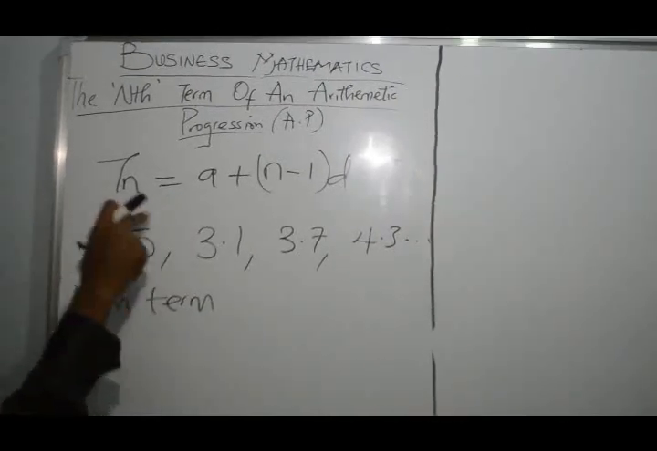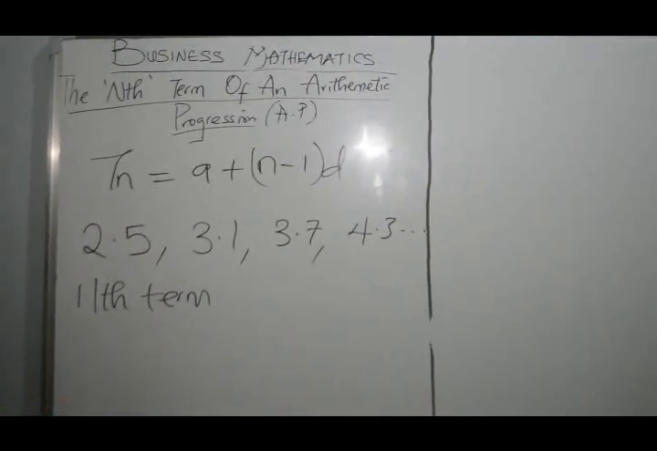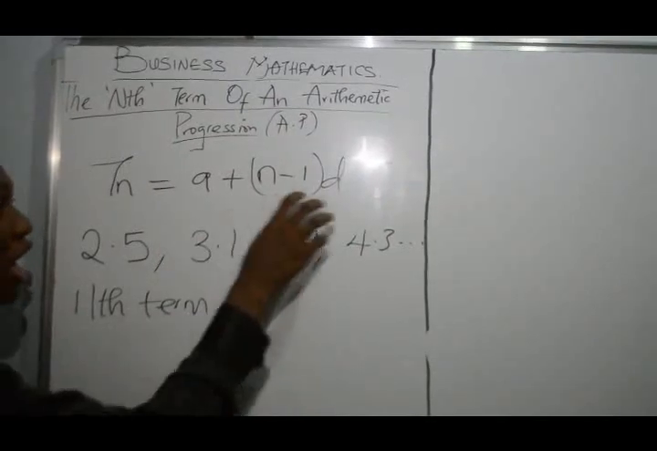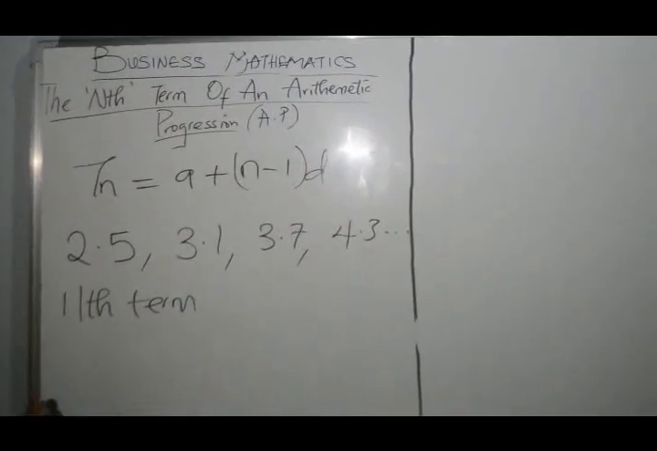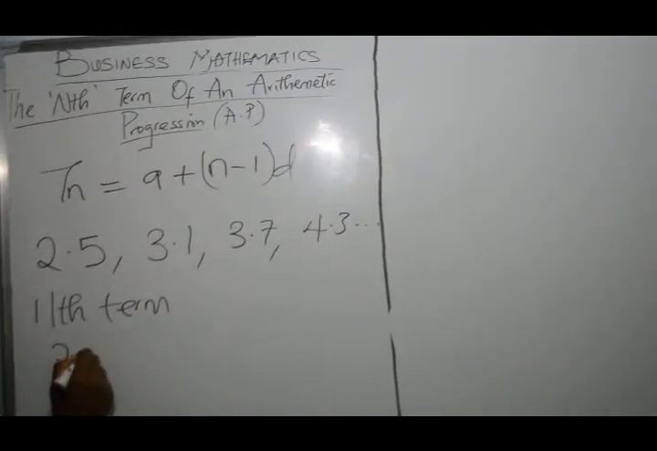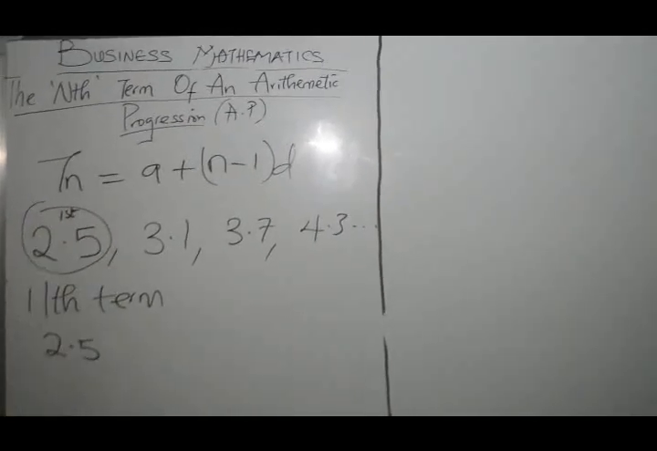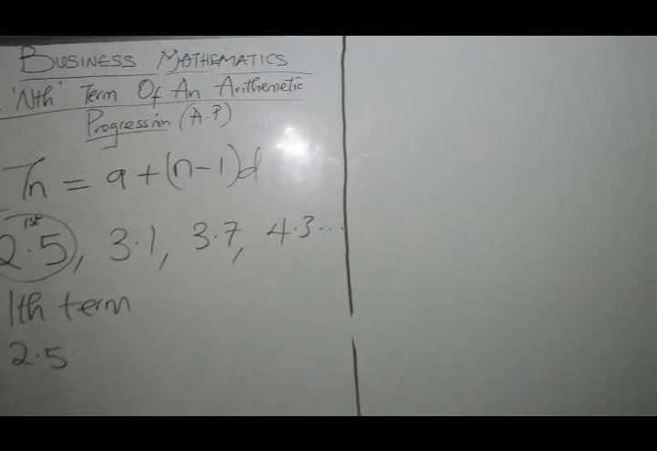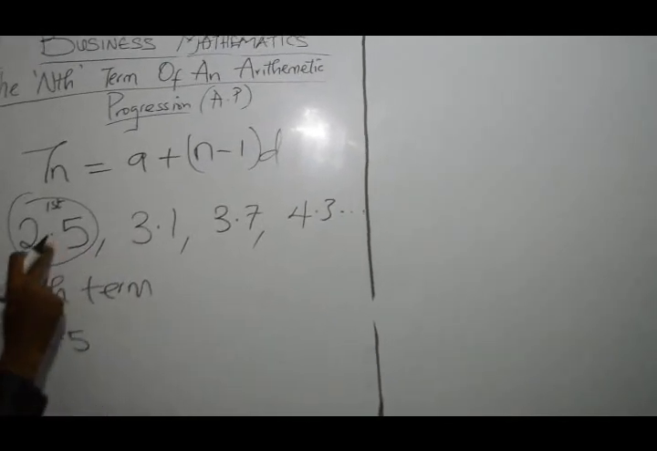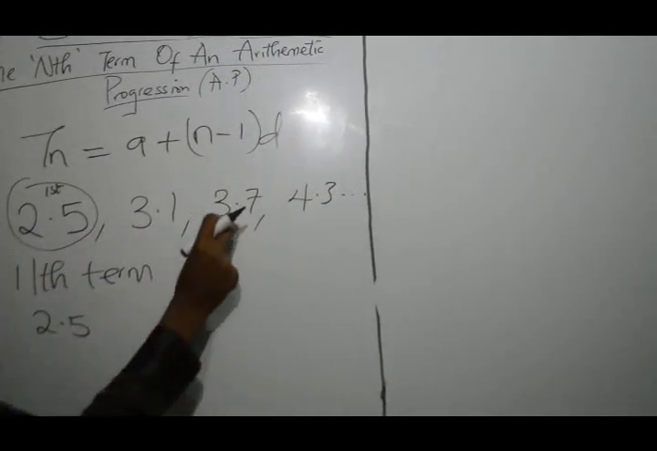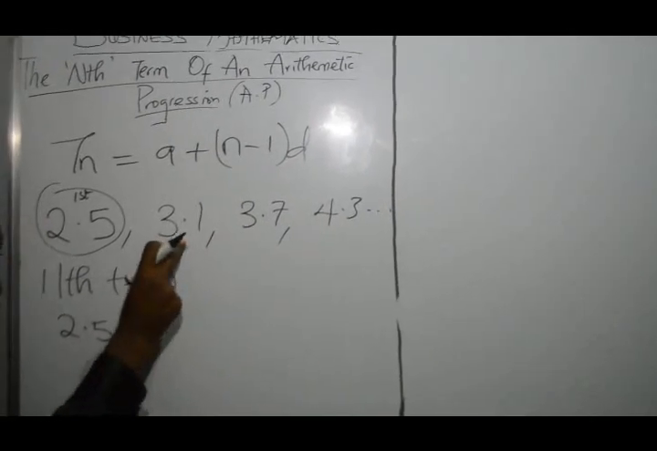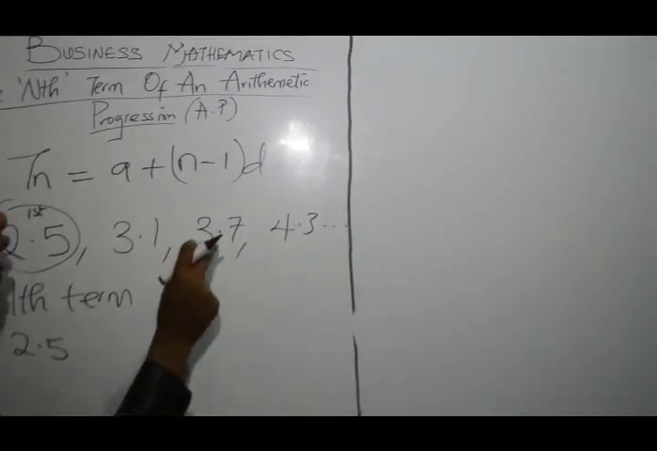The formula here requires that we calculate our first term and our common difference. So from this, we know that our first term is 2.5, because this is the number coming first. This is our first term. Now our common difference is simply the second term minus our first term, or the third term minus the second term, or the fourth term minus our third term.